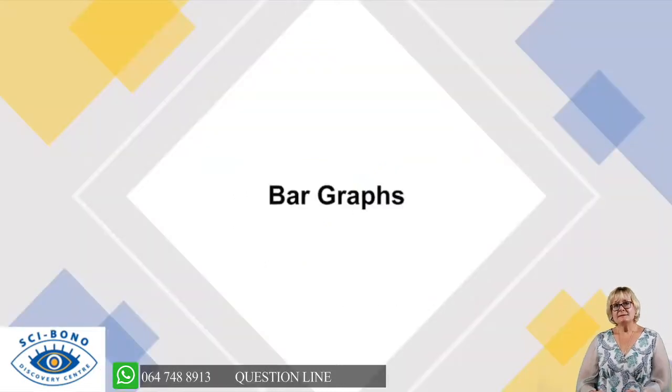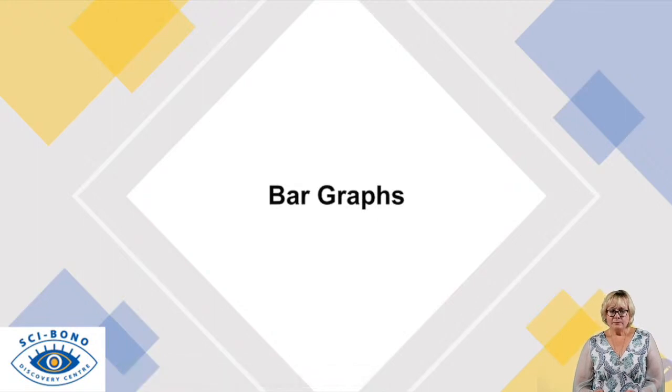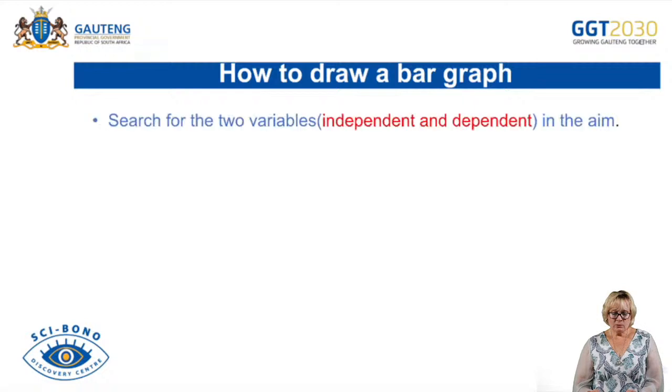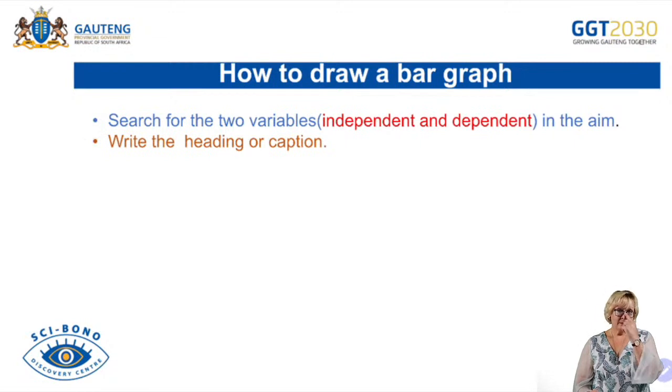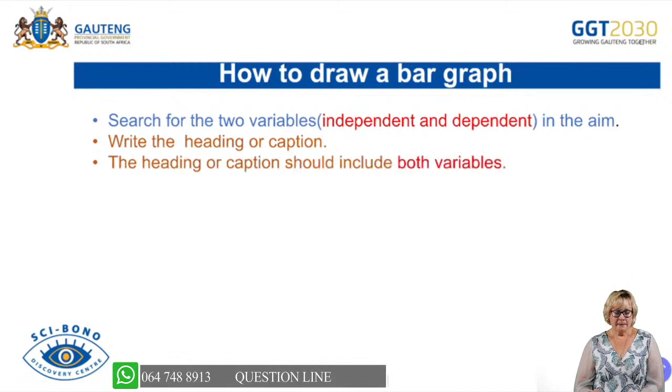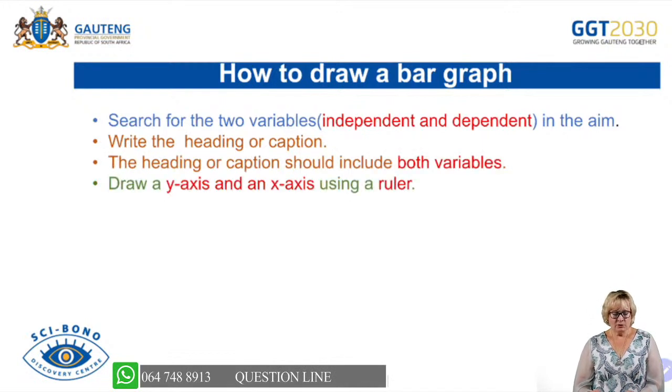Now we're looking at the second type of graph, and that's your bar graph. If we look at bar graphs, first of all, how to draw a bar graph? You look for the variables, independent variable, dependent variable, in the aim or in the heading of the table. You write the heading or the caption, all right? Remember we said both variables must be in your heading. The heading or caption should include both variables, otherwise you're going to lose your mark.